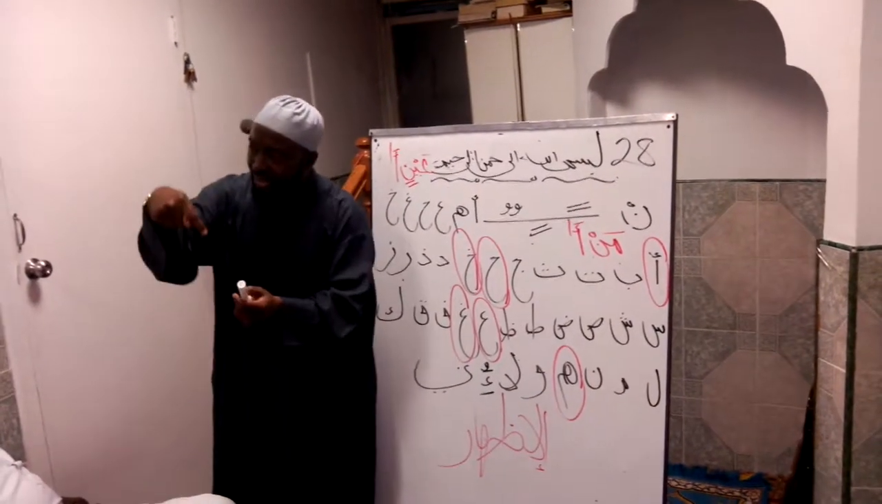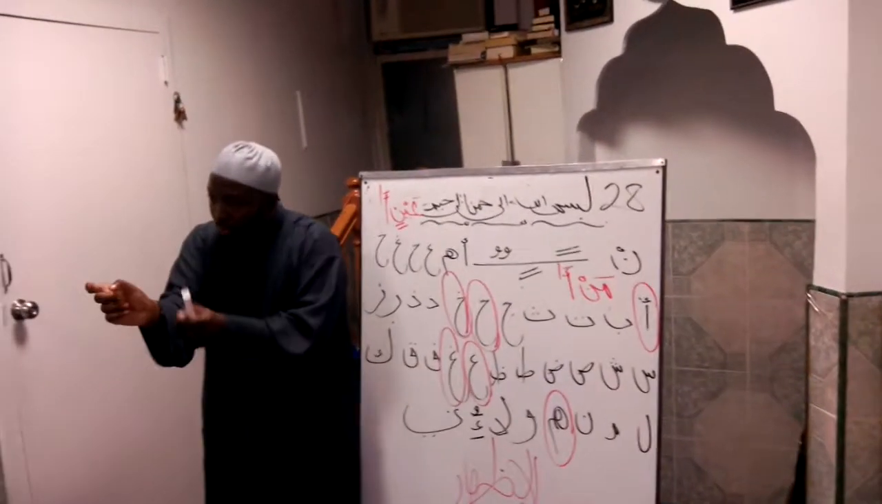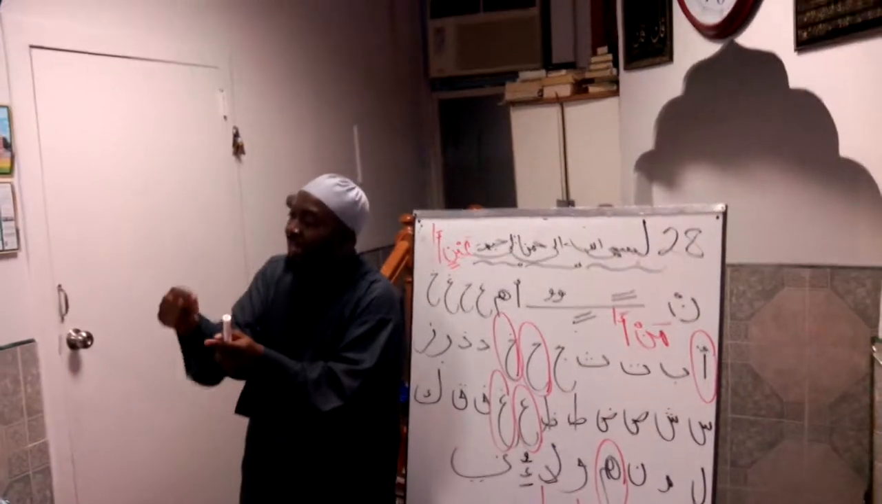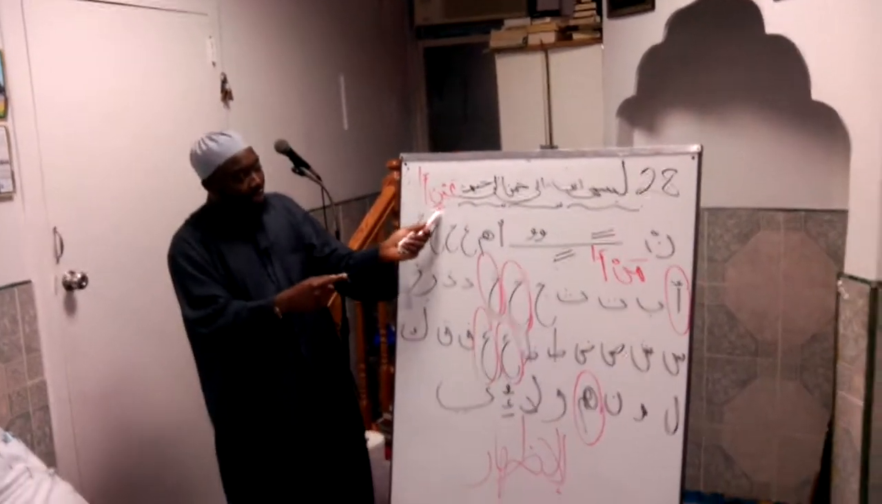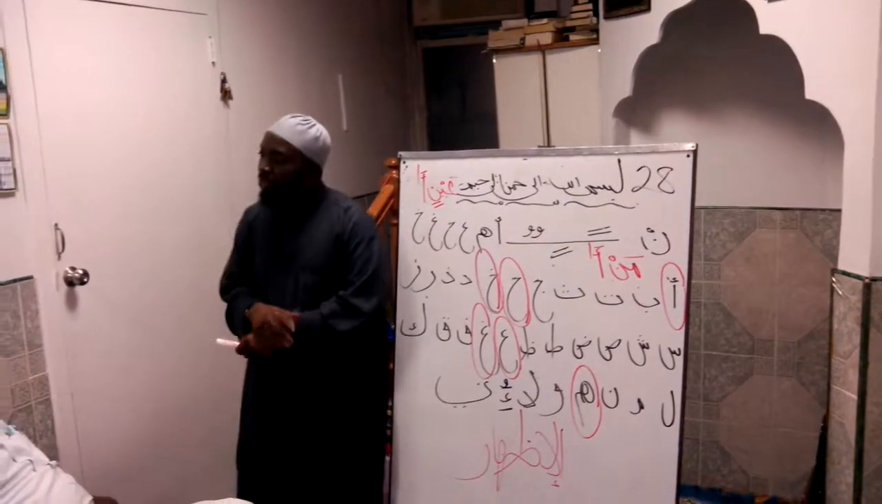تسقى من عين. Nun Sakina is there. تسقى من, that's nun sakina, then followed by عين. And عين also has tanween followed by what? Hamza. آنية. So إظهار.